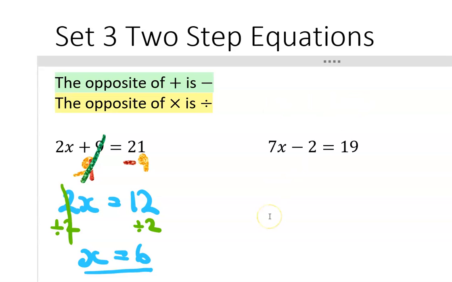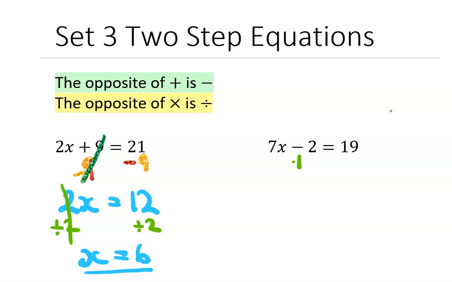Okay, moving along, we've got 7x take away 2 is equal to 19. Now you've got a times 7 and a minus 2. The number most by itself is this poor little minus 2, so it's the easiest one to pick on, so it's the one we're going to get rid of. If we add 2 to this side to get rid of my 2, we have to add 2 to the other side to keep the equation in balance. So we're left on this side with 7x, and on the right hand side we have 19 plus 2 gives me 21, so 7x equals 21.